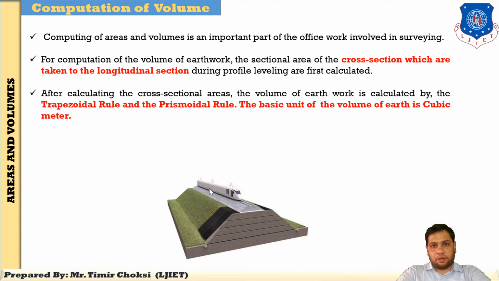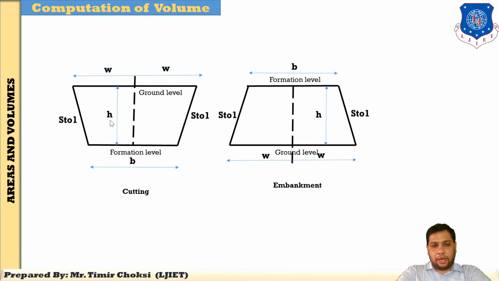So how is the cross section taken? Cross sections are taken from the center line of the road, at a right angle to the center line. Here is the center line, and I have taken the right angle to this center line. So you get this type of cross section. Here this is a reference, and assume you have taken this cross section from the road profile.